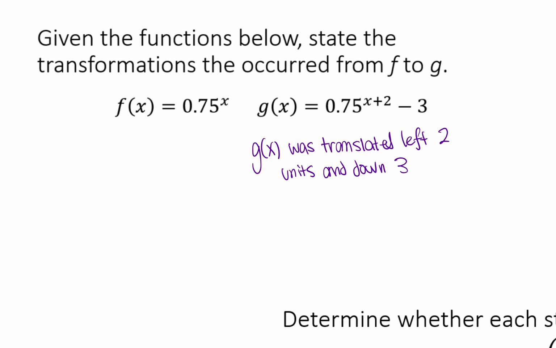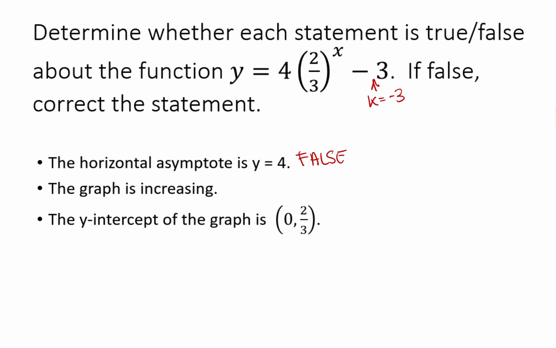Okay, for the next question, we have to determine whether each statement is true or false about the function y equals 4 times 2/3 to the power x minus 3. If false, correct the statement. Here's the first statement. The horizontal asymptote is y equals 4. That's not the case for this function. If you were to graph it, you would easily see that the k value right here represents the horizontal asymptote. So this is going to be false, comma, it's y equals -3 for the horizontal asymptote. And if you were to graph it, you would also see that the graph is not increasing, it's actually decreasing. So go ahead and write down false, it's decreasing.